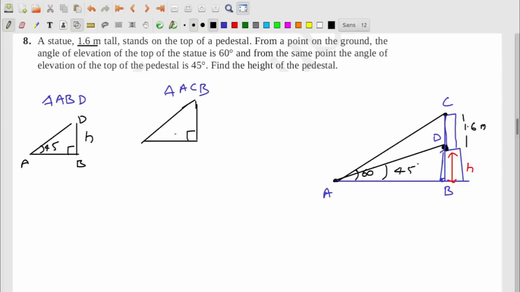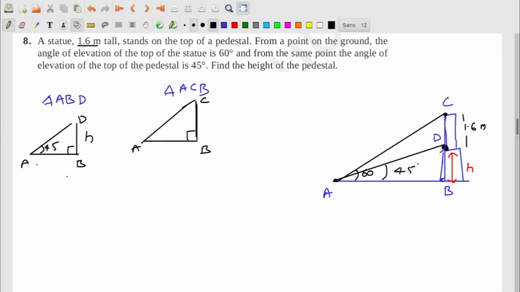And in ACB, again AB is not given, and the whole length BC is not given, but the CD is given, but as of now just take this as CB. So AB, CB, fine. Now which trigonometric ratio will you take? As we need the height of the pedestal, we need this side, and we can see in these 2 triangles this AB is common, yes or no?